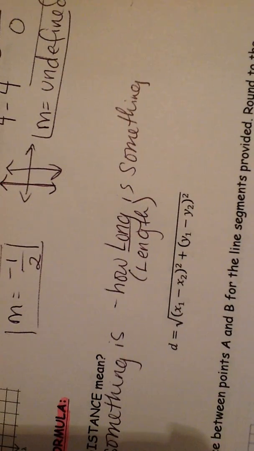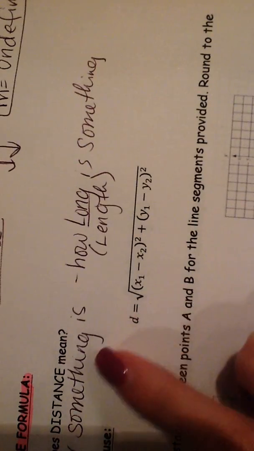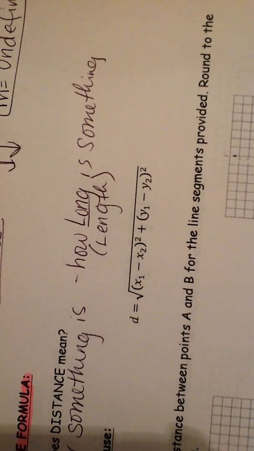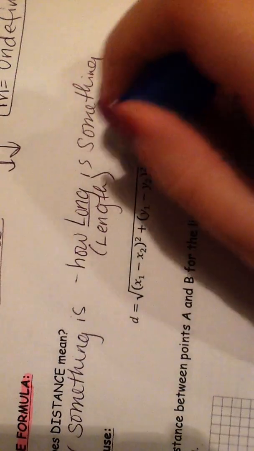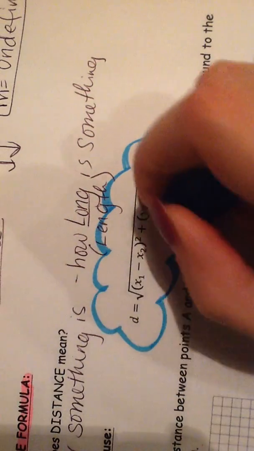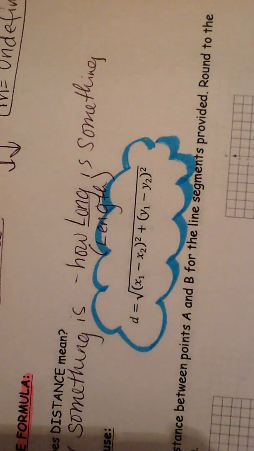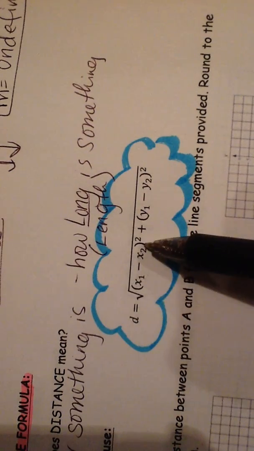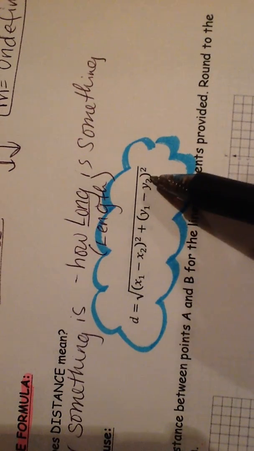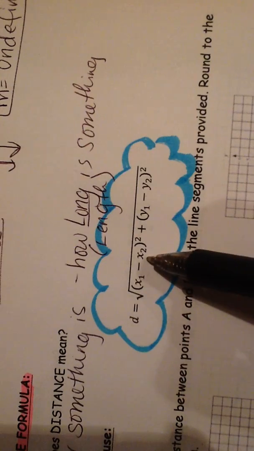So if I'm talking about the length of something, I want to always use the distance formula. That's one of those trick words that I might see. If you notice down here, here is the distance formula, and it looks super scary just because it's super long, and I'm going to put a thought cloud around it just so I know it's important. But if you take a look at it, notice the inside: x1 minus x2 and y1 minus y2. Hey, we've seen all of that before. It's in the slope formula.